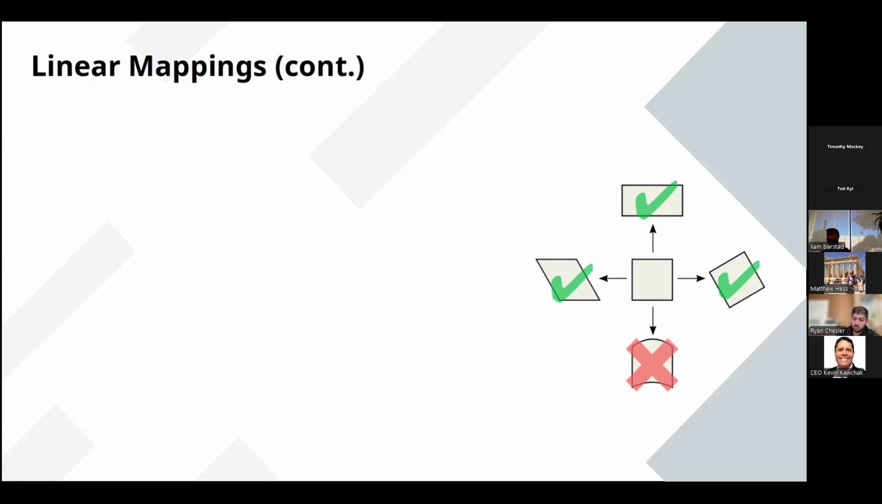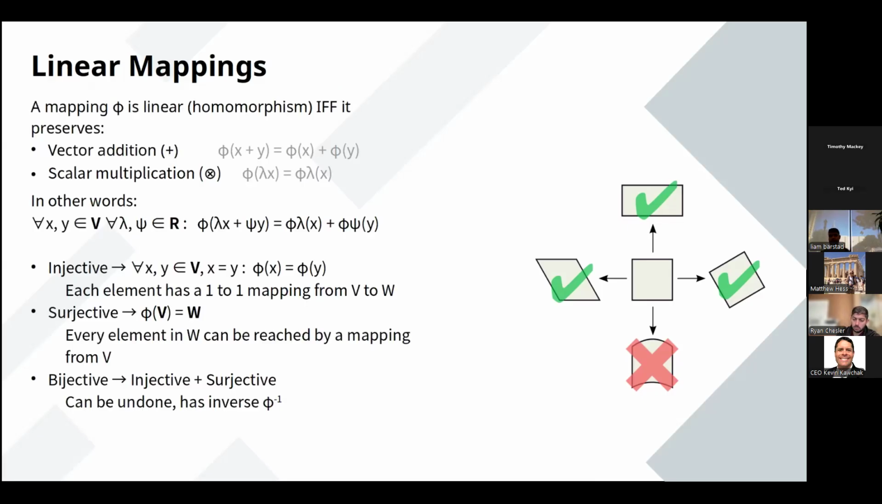Can we pause here? Yeah, of course. There are two things. One is we've shifted gears again, and we're now talking about a new topic, linear mappings. We started with systems of equations, then vector spaces, and now linear mappings. It might seem like you're talking about three different things, but they're all going to come together.